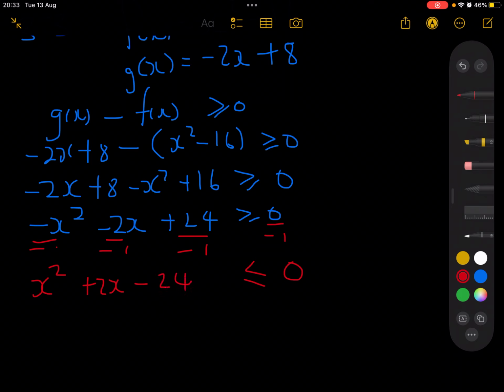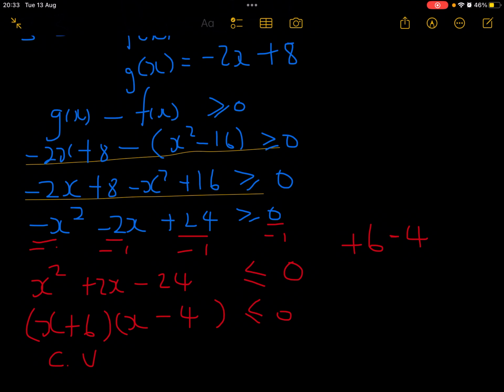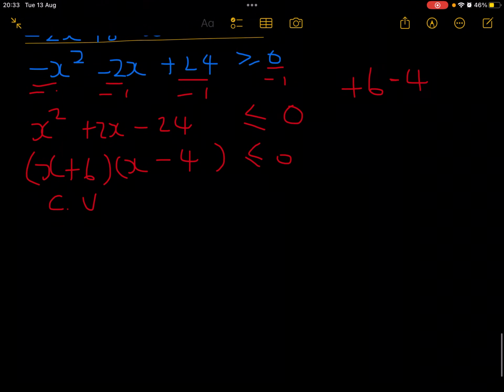Now, the factors of 24 that can give us a 2 are 6 and 4. But how can 6 and 4 give us a positive 2 when this one is positive and this one is negative? Which means we can open two brackets, less than or equal to 0, put x and x, then we put our positive 6 and our negative 4, so that we can get our critical values, like in the previous video that we did for question 1. Critical values.